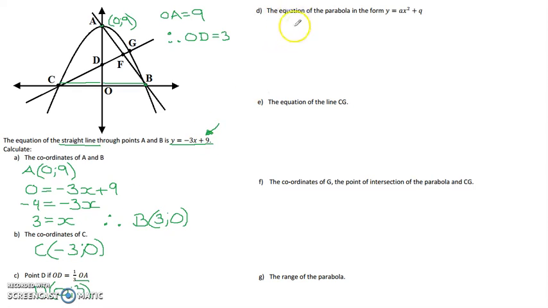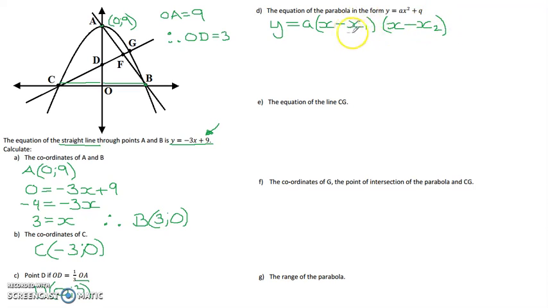The next question asks us to find the equation of the parabola in the form y equals ax squared plus q. There are two different ways you could do this. You could either substitute the points that you know, so A, B, and C, and then use simultaneous equations to solve for all of the unknowns. But I want to show you this other way right now, and that is we use this formula. Now this formula won't appear on your formula sheets, so if you like it, which I know you are going to, you need to remember it, just like I have.